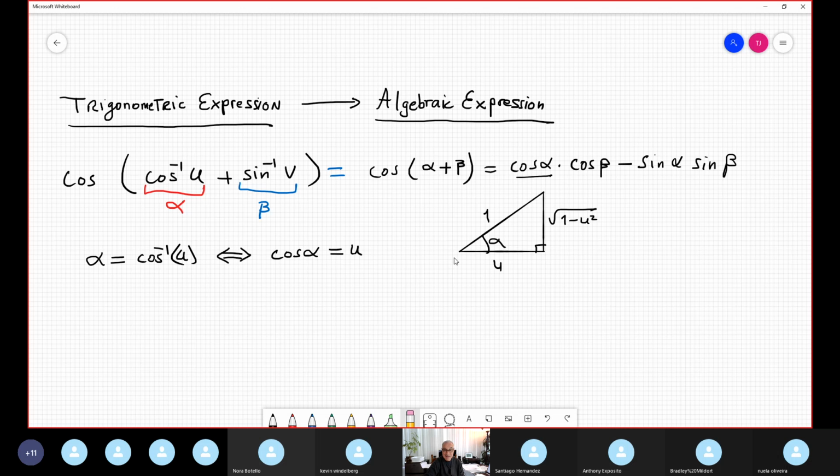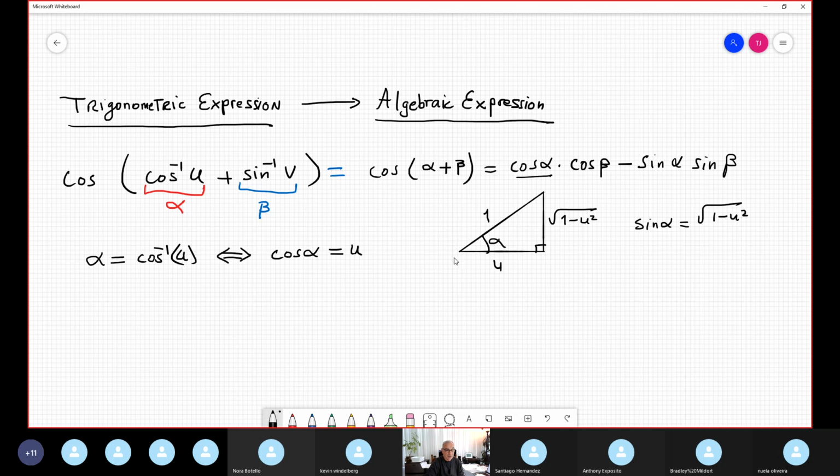And sine of the same triangle, sine alpha, is the ratio between opposite and hypotenuse. It gets square root of 1 minus u squared divided by 1. No? And you know 1 is an invisible factor. So it's just square root of 1 minus u squared.